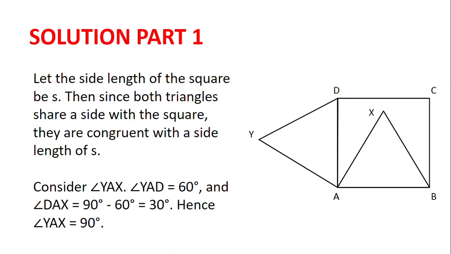Solution. Let the side length of the square be S. Then, since both triangles share a side with the square, they are congruent with a side length of S. Now consider angle YAX. Angle YAD equals 60 degrees, and angle DAX equals 90 degrees minus 60 degrees, which is 30 degrees. Hence, angle YAX equals 90 degrees.